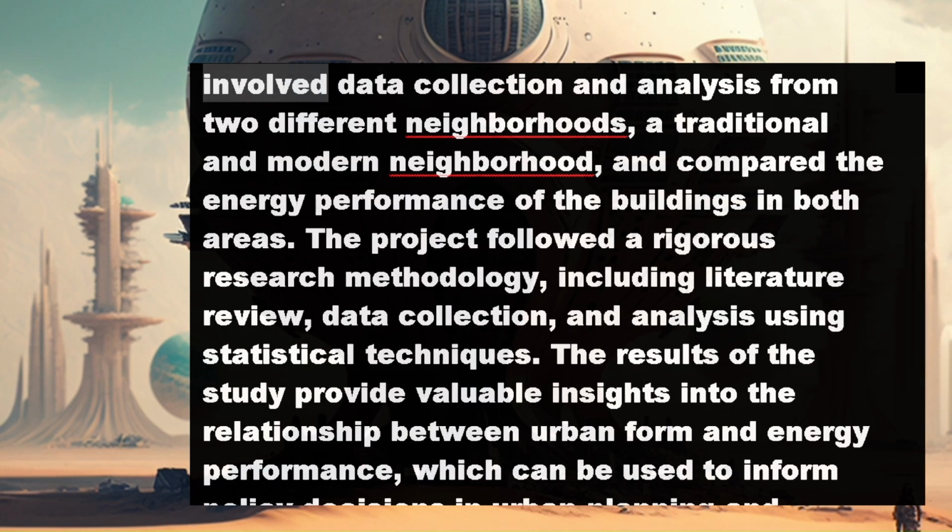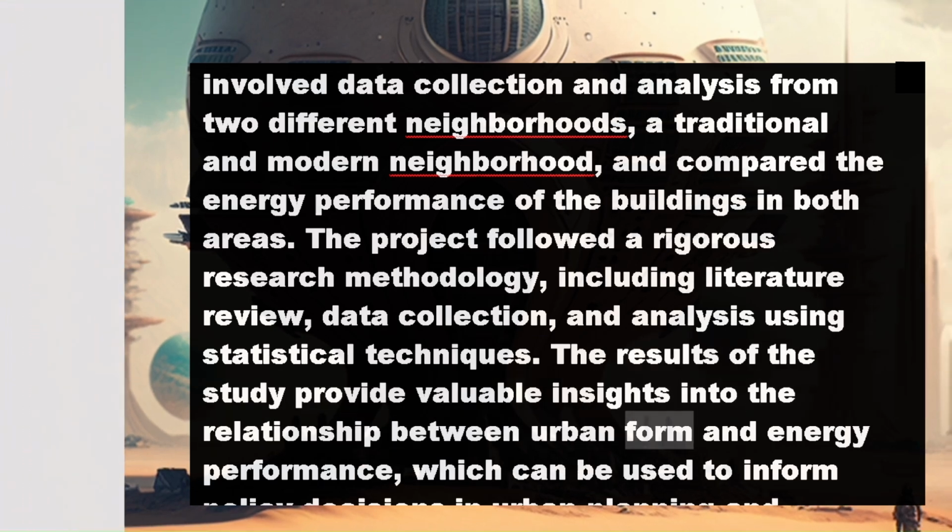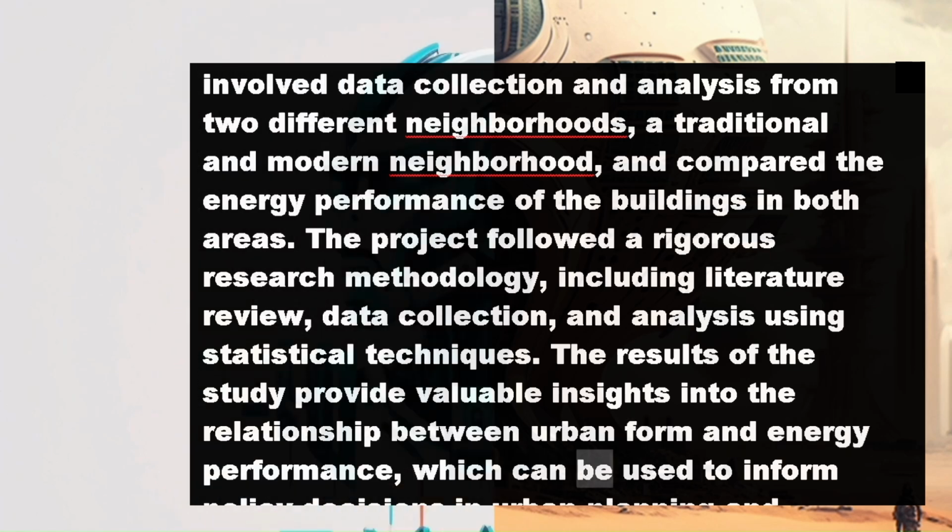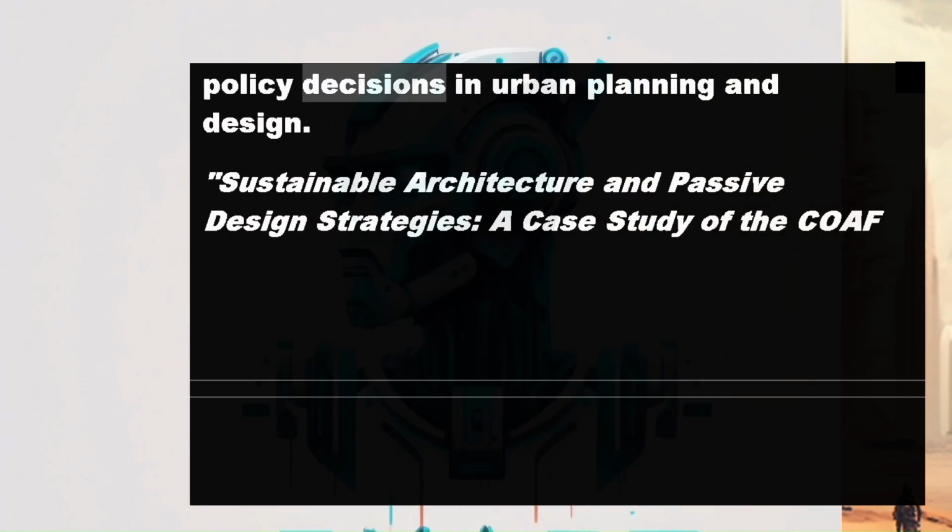The study involved data collection and analysis from two different neighborhoods, a traditional and modern neighborhood, and compared the energy performance of the buildings in both areas. The project followed a rigorous research methodology, including literature review, data collection, and analysis using statistical techniques. The results of the study provide valuable insights into the relationship between urban form and energy performance, which can be used to inform policy decisions in urban planning and design.